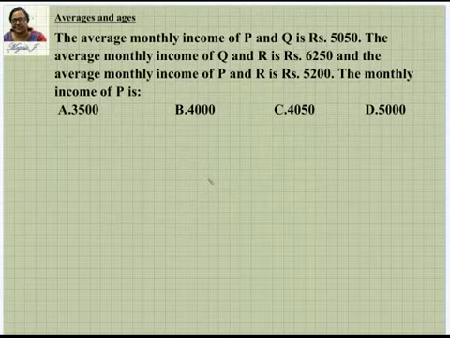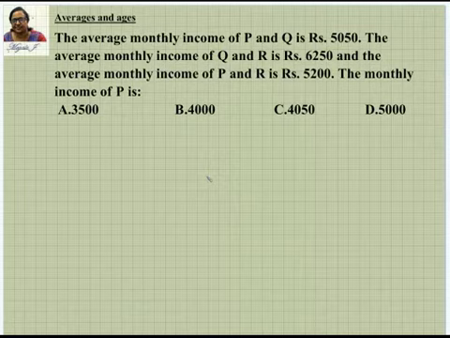The next problem is: the average monthly income of P and Q is 5050. The average monthly income of Q and R is 6250, and the average monthly income of P and R is 5200. The monthly income of P is asked. So the averages are given, and you're asked to find the quantity.